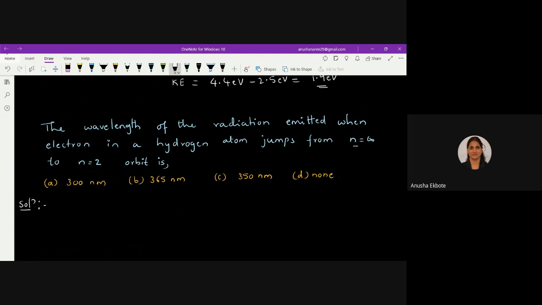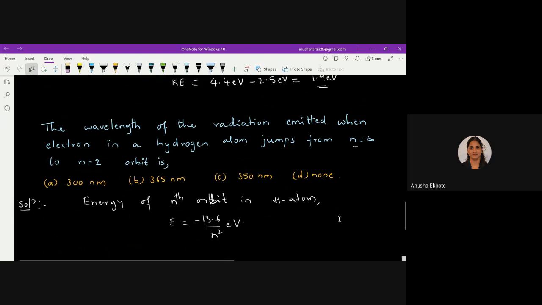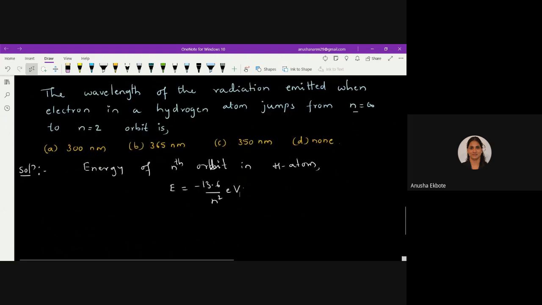So how can we solve this? We know that the energy of the nth orbit in the H atom is given by E equals minus 13.6 divided by n square eV. So this n is nothing but the orbit number. Here they say that the electron is jumping from infinite level to n equals 2.